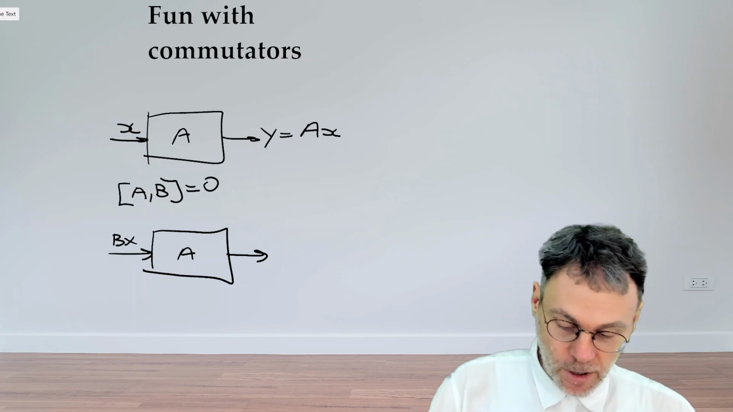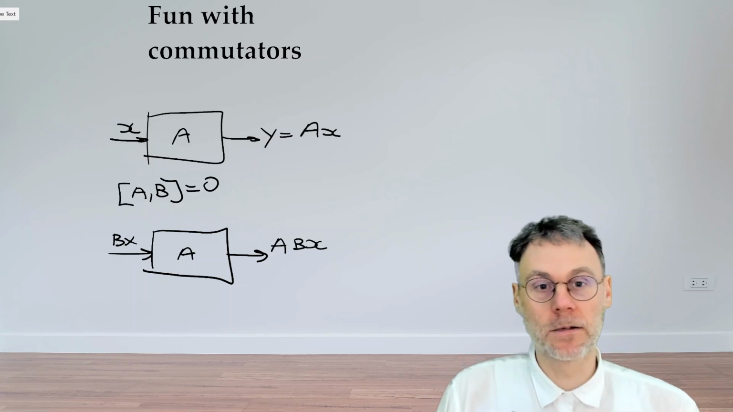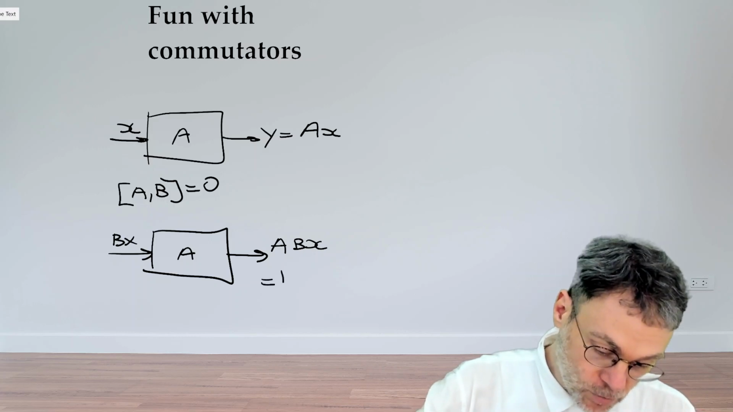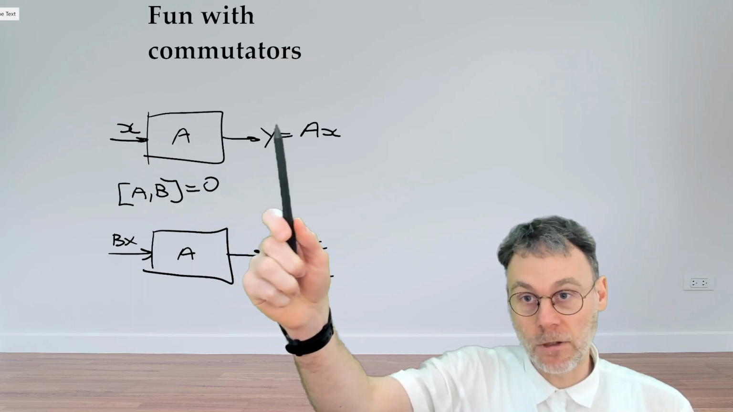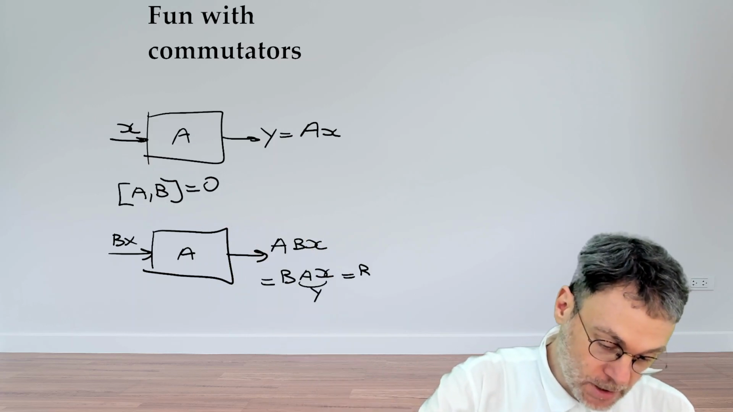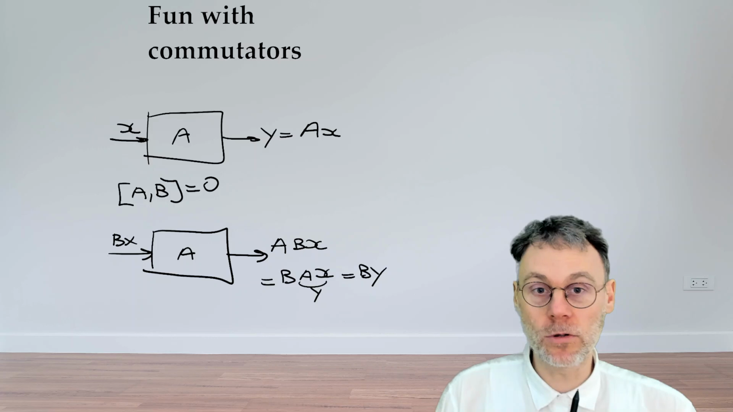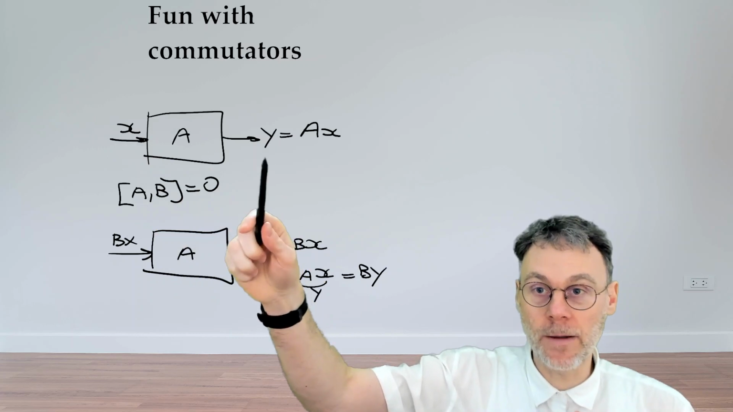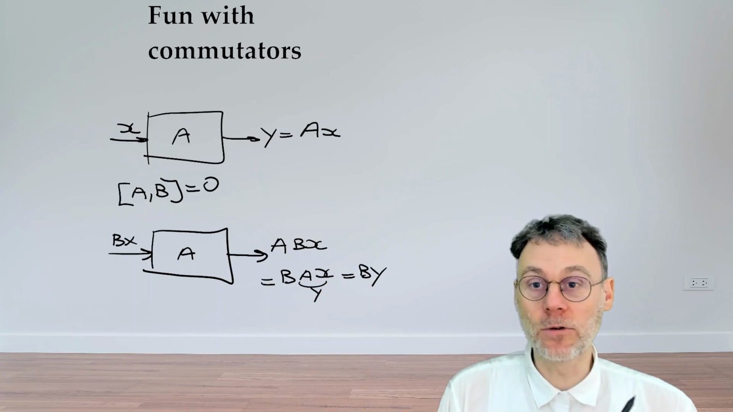So what will happen is that the output is obviously A, but operating not on x, but on Bx. So the output is ABx. But since we know that A and B commute, this will be equal to BAx. Okay. And from what we started with, we know that Ax is actually equal to y. So our output is By. So interesting conclusion, if you have two operators which commute, that means that if you operate on x, you get y with A, and if you operate on Bx, you get By. So that's a very interesting conclusion.